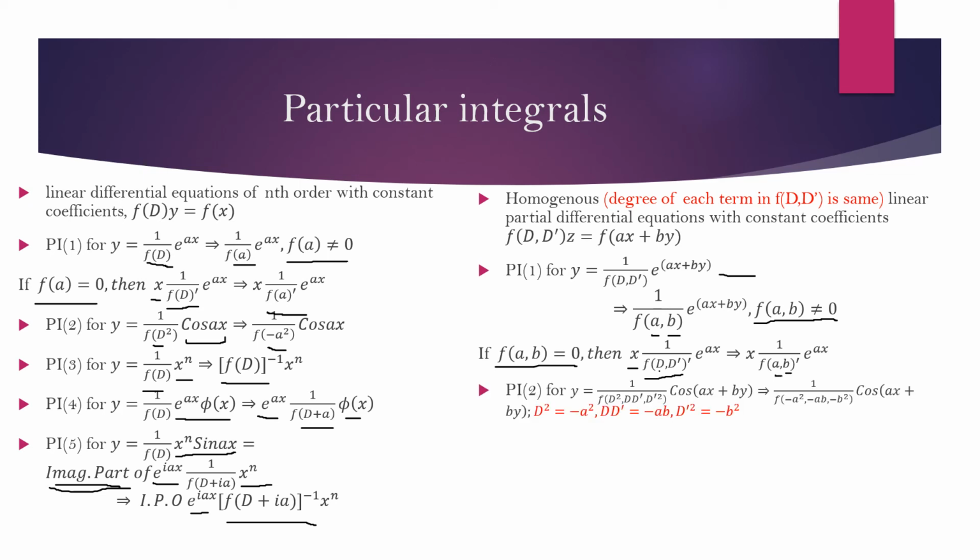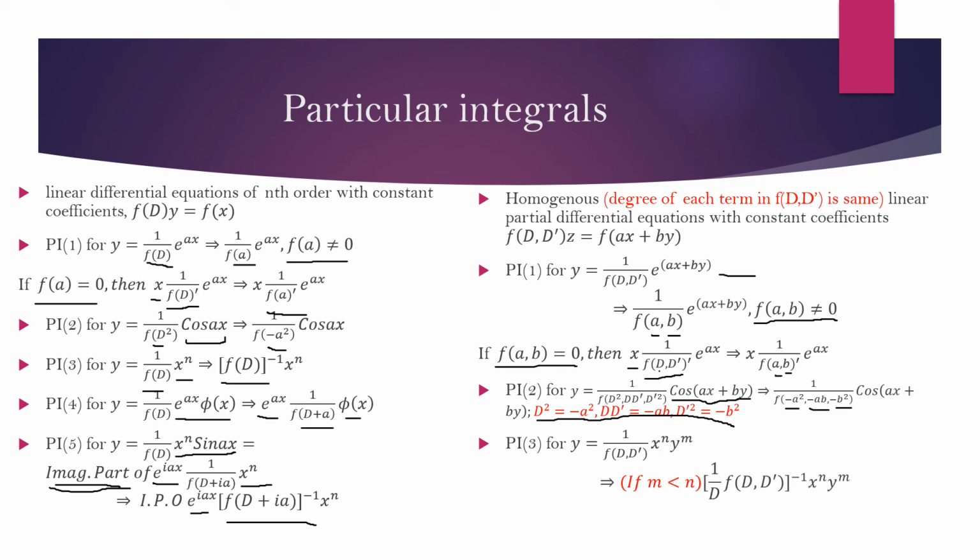Second case of PI is for cos(ax plus by) or sin(ax plus by). We just have to replace D square with minus of a square. D into D dash will be replaced by minus of ab, and D dash square is going to be replaced by minus of b square. Then we get the PI for this particular case.